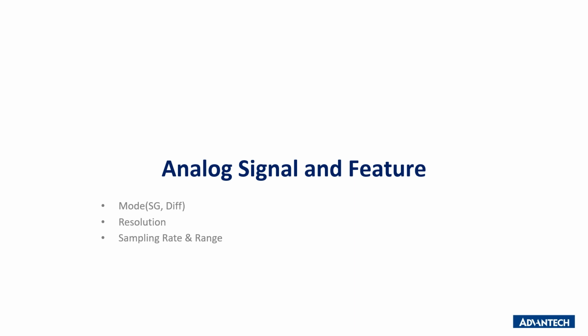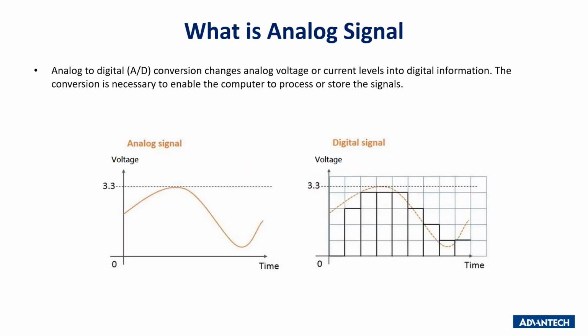In this part, we will talk about analog signals and their features. What is an analog signal? An analog signal is one kind of continuous signal, like environment temperature or human height. You can also refer to the left-hand side picture, which is an analog signal. And what is a digital signal? It can be obtained through discretizing the analog signal, like the right-hand side picture.